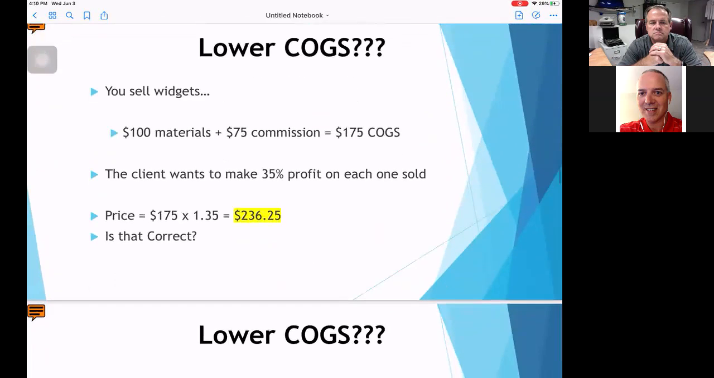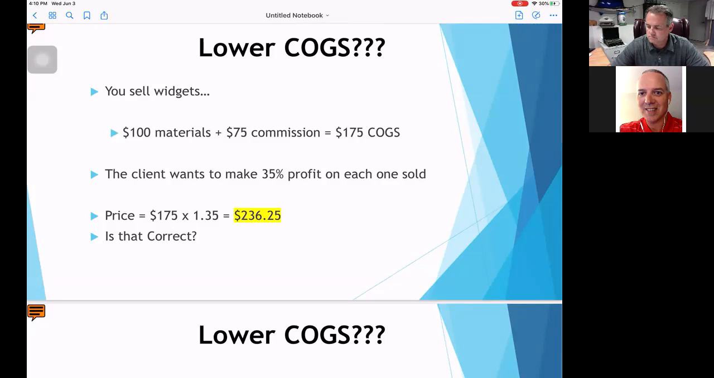You and I talked about this offline before. If you sell a widget, it costs you $100 plus a $75 commission. So your cost of goods sold is $175 to make this widget. If you want to make a 35% profit margin on each one you sell, how do you determine the price? Most people just add 35% to that price. Hey, it cost me $175 for the materials and the commissions. I want a 35% profit margin, so I just add 35% onto that. So I get $236.25.